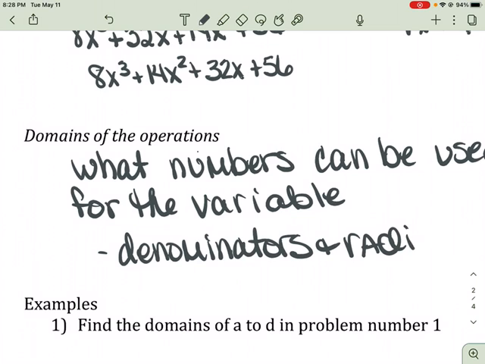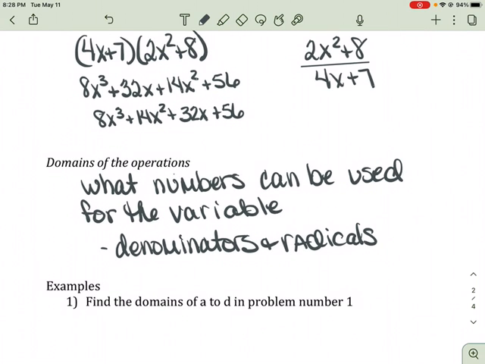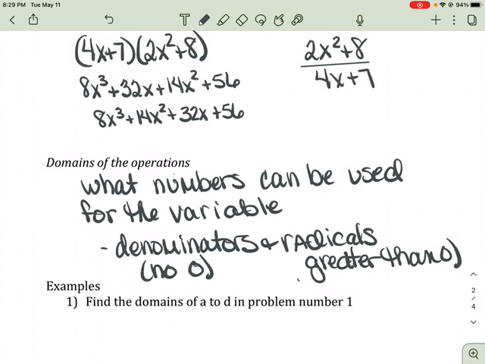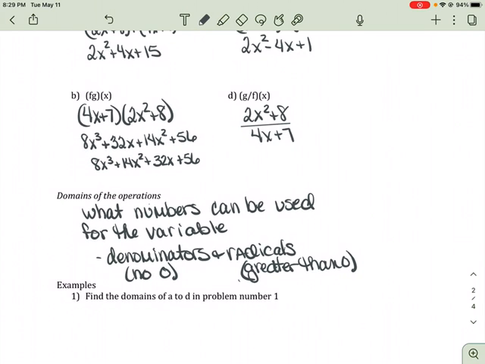And radicals. Okay? All right, so remember, you can't have 0. So denominators is no 0. Radicals, it has to be greater than 0. Otherwise, we get error message in our calculators and stuff.